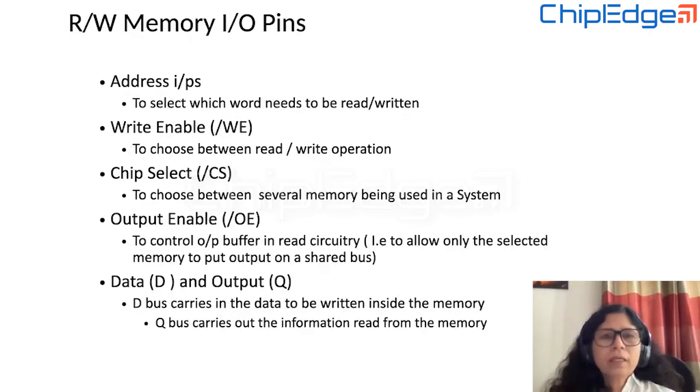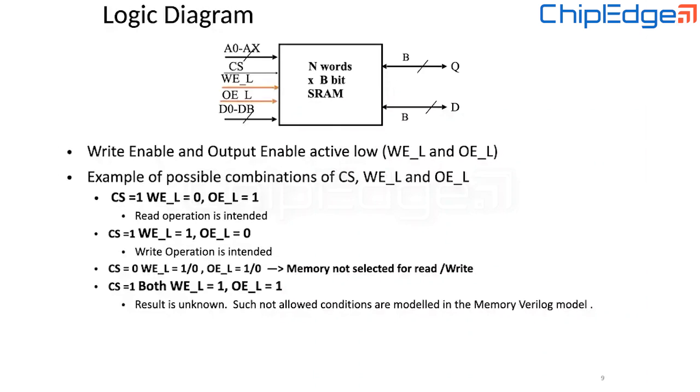Okay, so going ahead, this is the logic diagram. Considering memory as a black box, you can see that all the address, chip select, and write enable pins would be there. So here it is typically more or less the same as what I said before.